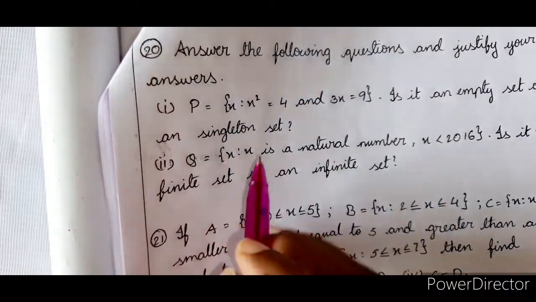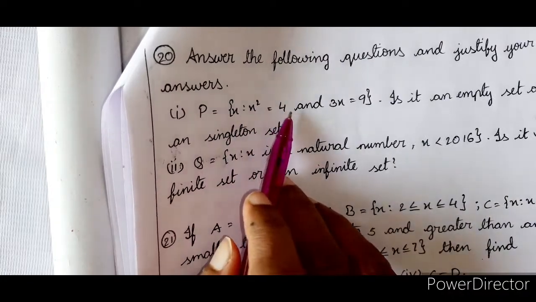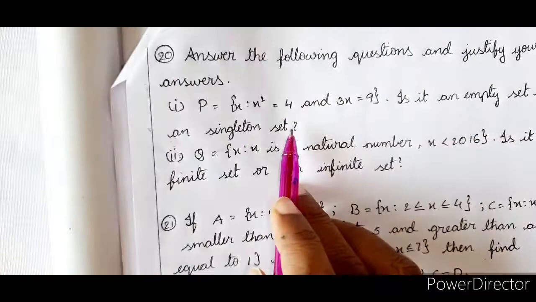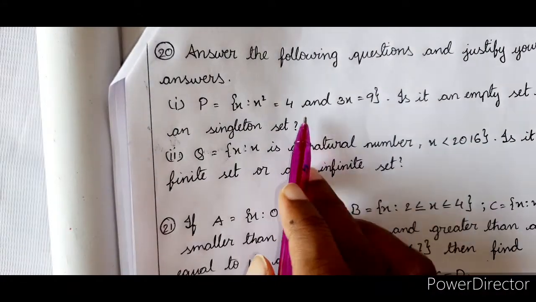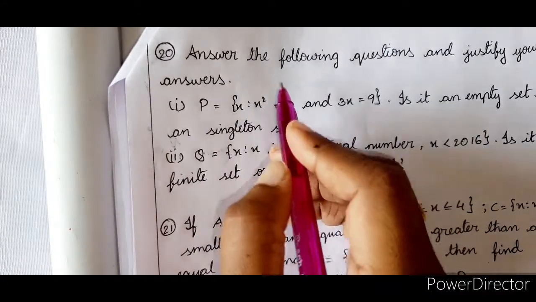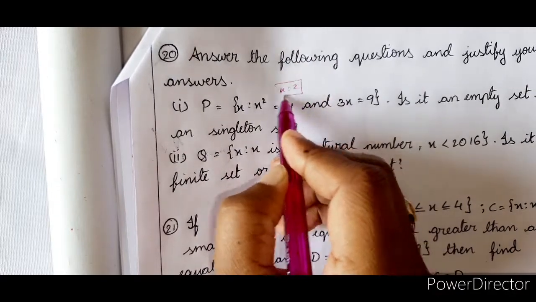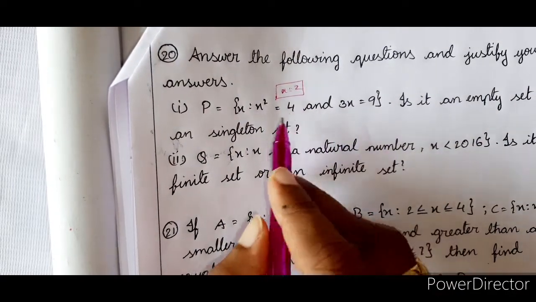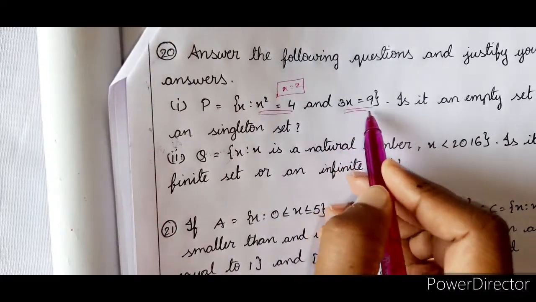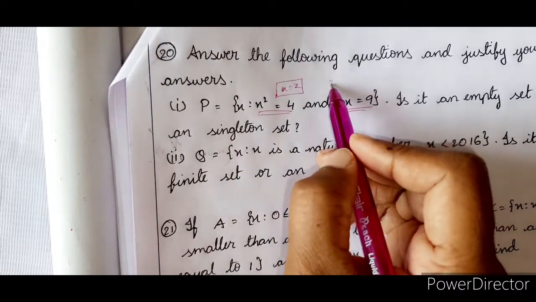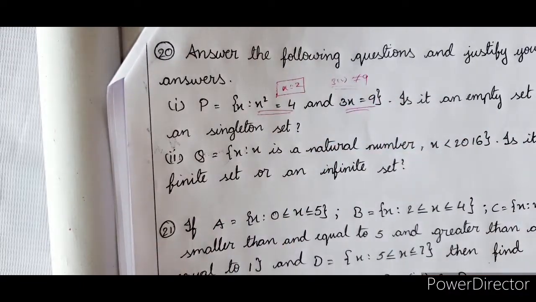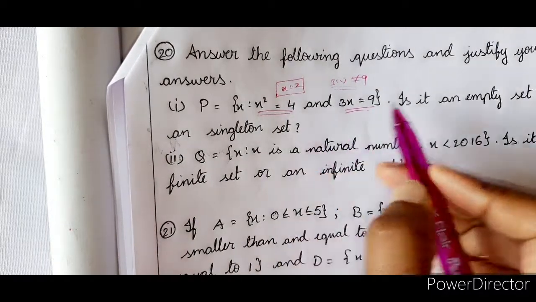Let us see this one. A is the set of x such that x square is equal to 4 and 3x is equal to 9. Is it an empty set or singleton set? X square is equal to 4. From here you can say x is equal to 2. And 3x should be 9. Two conditions are given here, and both should be satisfied. So 3 into 2 is not 9, so you are not getting this one. Clear? So therefore, what is the set here? Empty set.